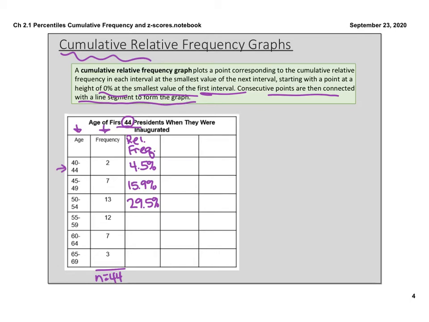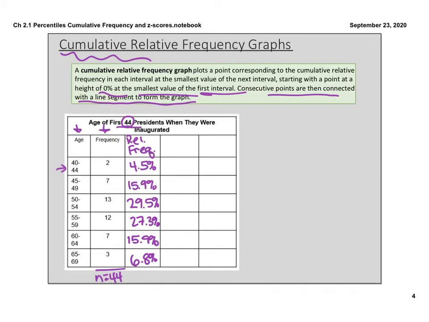12 divided by 44 is 27.3%. 7 divided by 44 gives me 15.9, and we already did that one, but that's okay, I typed it again. And then 3 divided by 44 gives me 6.8. Okay, so there are the relative frequencies of just that frequency column.